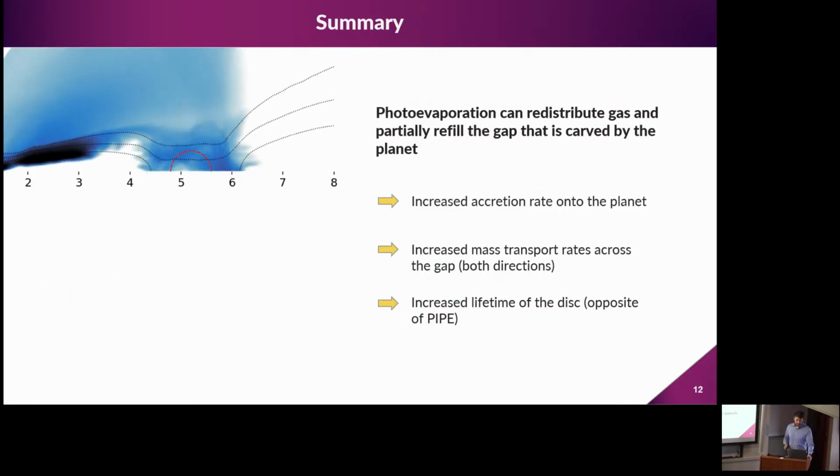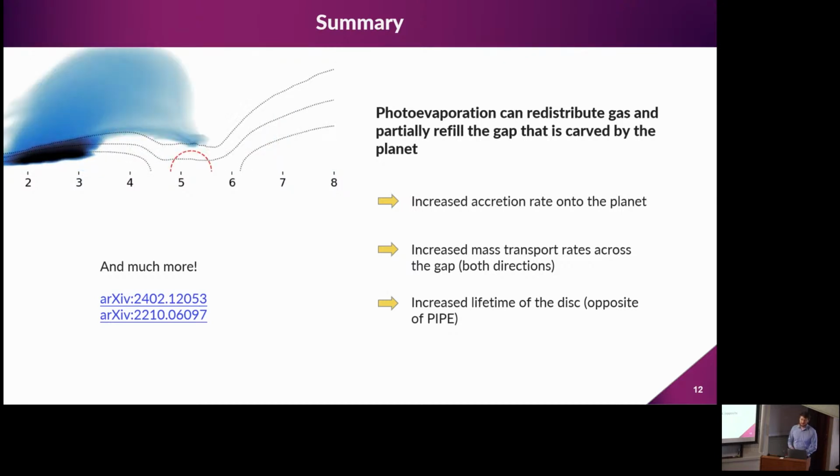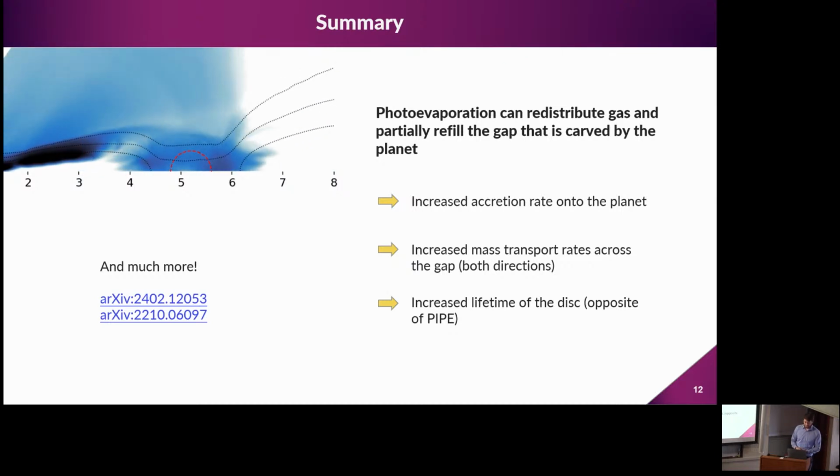So in summary, the key takeaways I would like you to remember is that photoevaporation can redistribute the gas via this infall mechanism into the gap. This leads to higher accretion rates onto the planet, to higher mass crossing rates, and to longer lifetimes for the inner disk and the entire disk. And there are many more effects, so if you are interested, please come talk to me or have a look at the papers. Thank you very much.